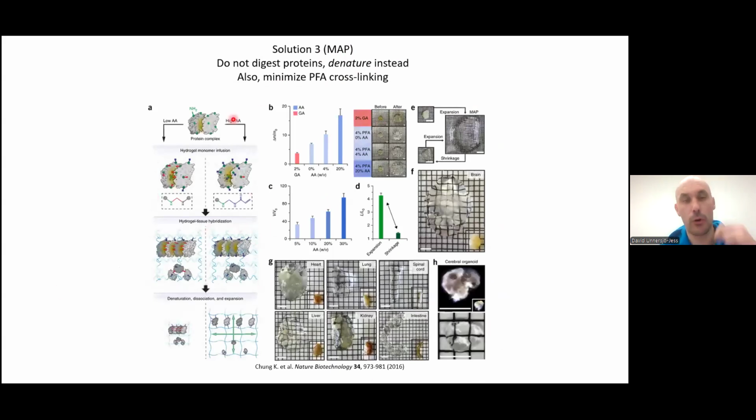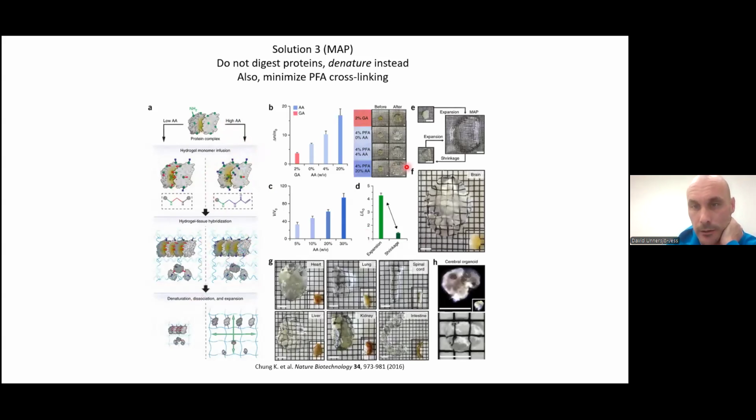So this original protocol also claimed to decrease the amount of cross-linking with PFA, because they claimed that the PFA cross-linking also itself inhibited expansion of the sample. So the original protocol used very high acrylamide concentrations. And in this way, every time a PFA molecule bound to an amine, it immediately bound to an acrylamide molecule instead of cross-linking to another protein. So that was the sort of original idea.